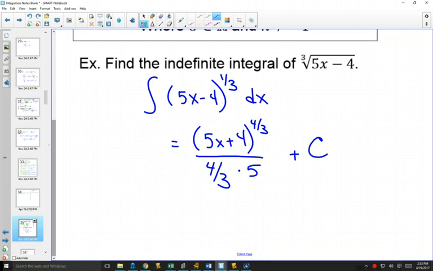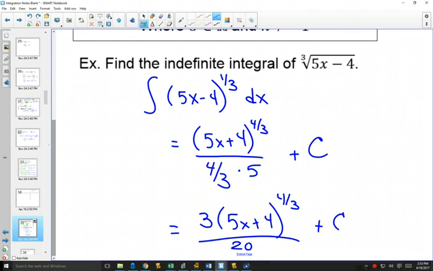So we still have our integration rules that we learned from before, but now we have to add a divide by 5. Now this is a complex fraction. On the bottom I have 20 over 3. Multiply by the reciprocal, and we get 3/20, 5x minus 4 to the 4/3.